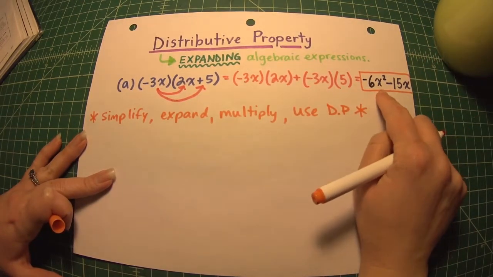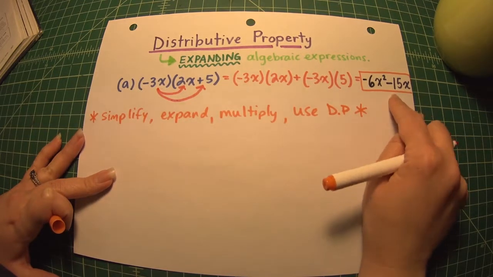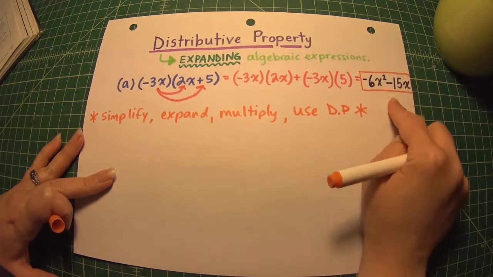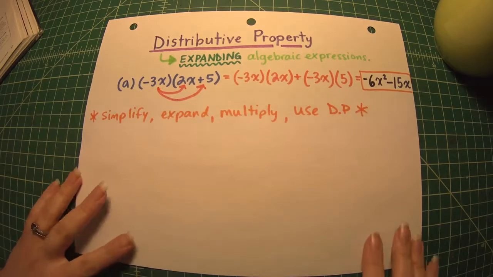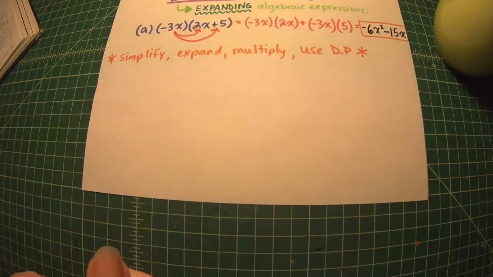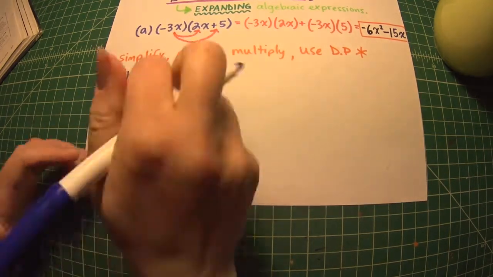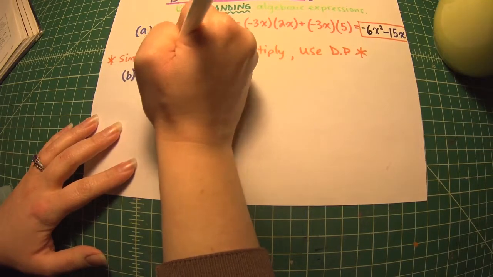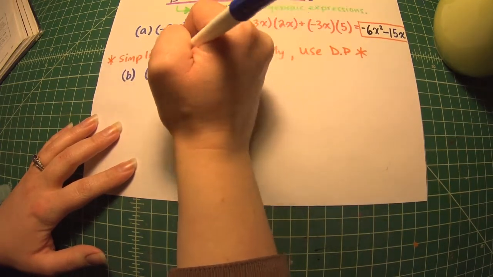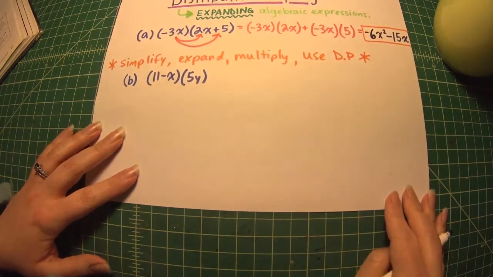And we can't go any further than this because these are not like terms, so we can't actually subtract these. One is x squared, the other one is x. So that's our final answer right there. So let me show you another example. Okay, this one we have 11 minus x times 5y. So we need to start the same way.